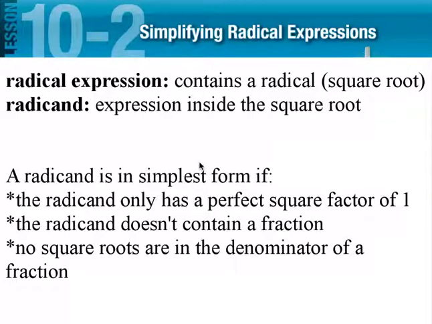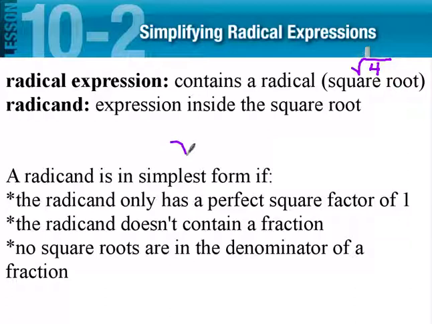And so first of all, we need to define what a radical expression is. A radical expression contains a radical, otherwise known as a square root. So when I see a radical expression, this is what it means. Something like that, that little square root sign. We call that square root sign a radical. Okay? And the radicand is the expression inside the square root.